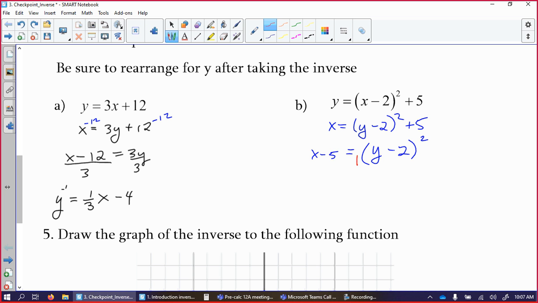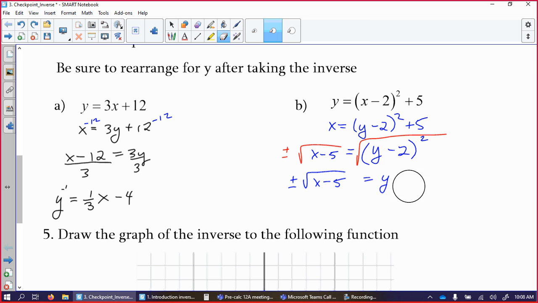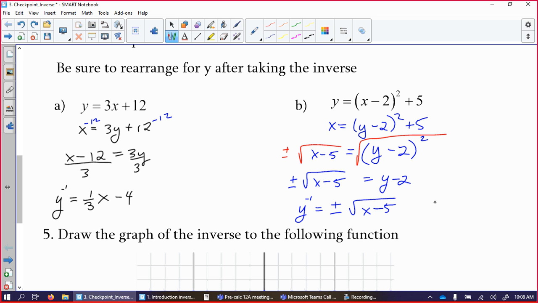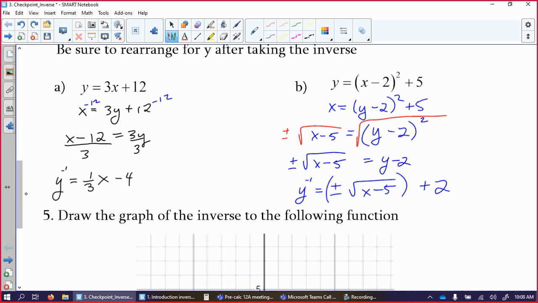Squared. Square root both sides, that's going to cancel. Plus or minus the square root of x minus 5 equals y plus 2 minus 2. Putting the y to the other side, saying it's the inverse: y equals plus or minus the square root of x minus 5, all squared, moving the 2 over. I'm going to move that. This part is kind of all together. So it's just an interchange, a switch, as it were.